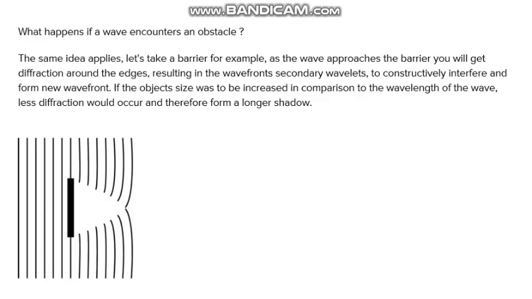So what happens if a wave encounters an obstacle? The same idea applies. Let's take a barrier for example. As the wave approaches the barrier, you will get diffraction around the edges, resulting in the wavefront secondary wavelets constructively interfering and forming a new wavefront. If the object size was to be increased in comparison to the wavelength of the wave, less diffraction would occur and therefore form a longer shadow.